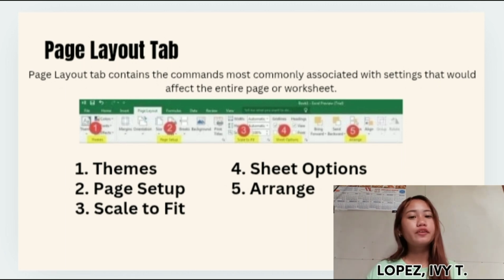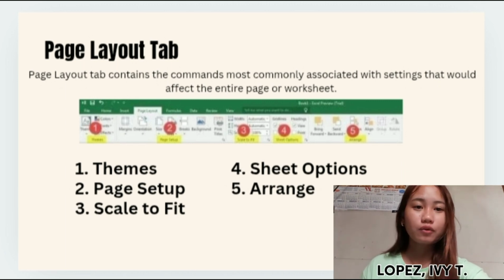Here we have the different options for objects inserted in Excel, like Bring Forward, Send Backward, Selection Pane, Align, Group, and Rotate Objects.